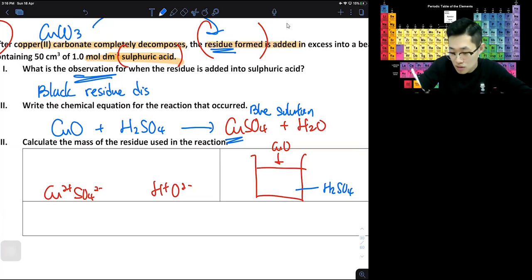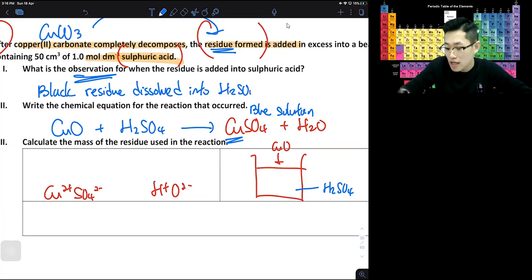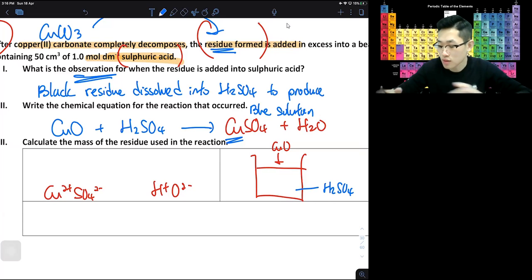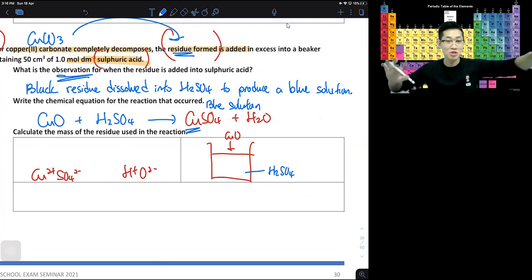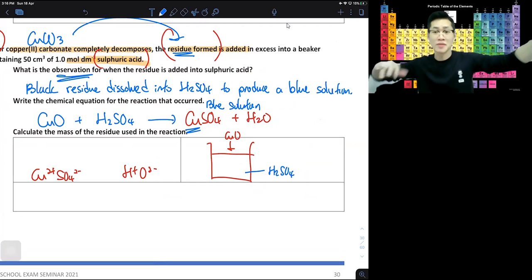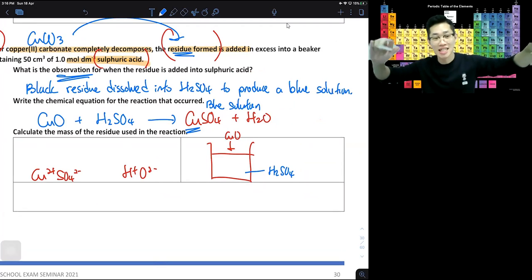residue dissolved into H2SO4 to produce a blue solution. Like that. So after this chapter, you will know how people make all the observation, telling the color, this and that.